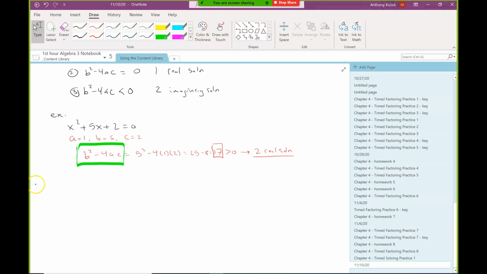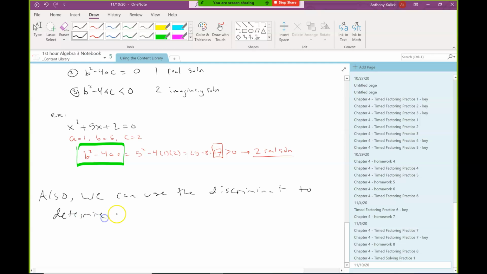My other result is that we can use the discriminant to determine if our quadratic is factorable, which is nice, right?